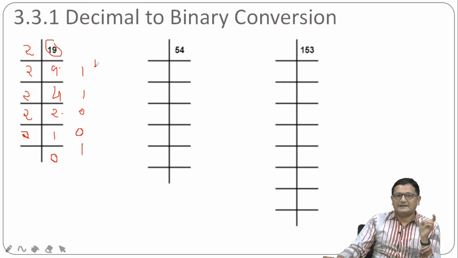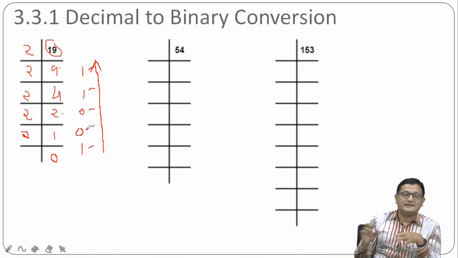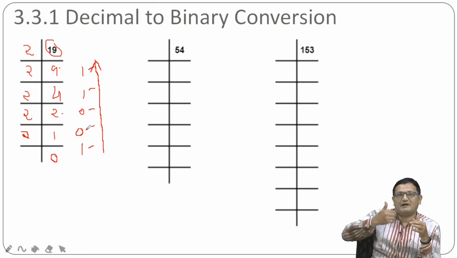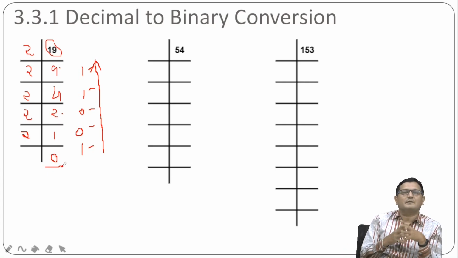And if you write all these remainders in this way, 1 0 0 1 1, okay, this is what is called the binary of 19, okay. The thing is, whenever any decimal number is given to you and you want to convert it into binary, make sure you divide that number by 2 every time until you get 0, right. Now, one question will arise in your mind, sir, why are we dividing the number by 2?